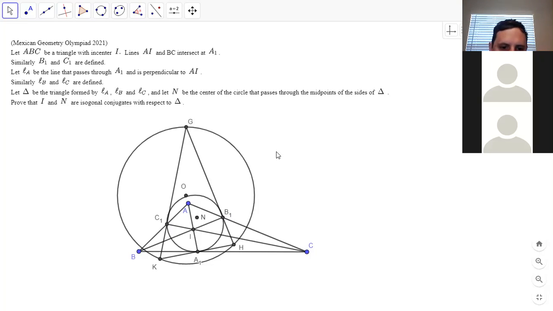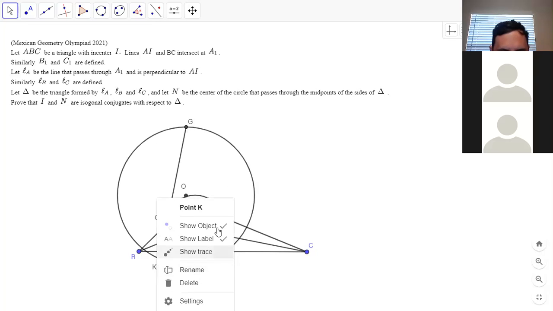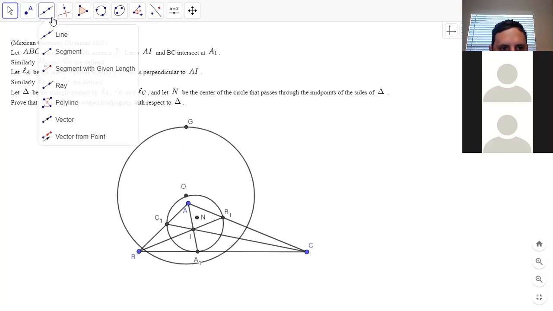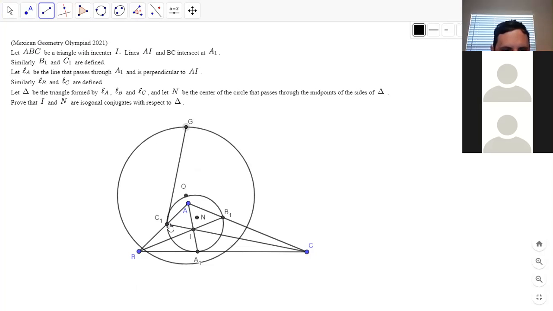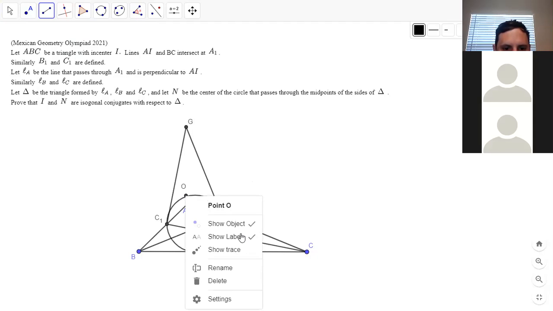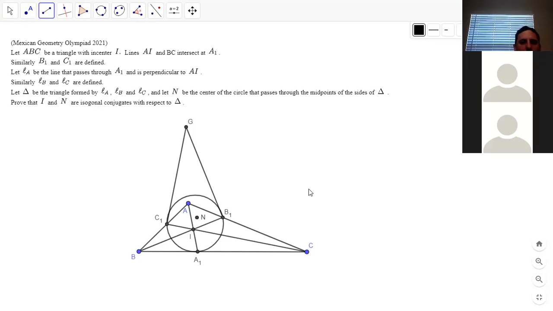Basically you're saying we don't need H or K, really. They can be useful, but maybe they're not. I'm going to hide them for now. So all we really need is this, and N is the center of that circle. Then we want to show that angle C1GI is angle B1GN.